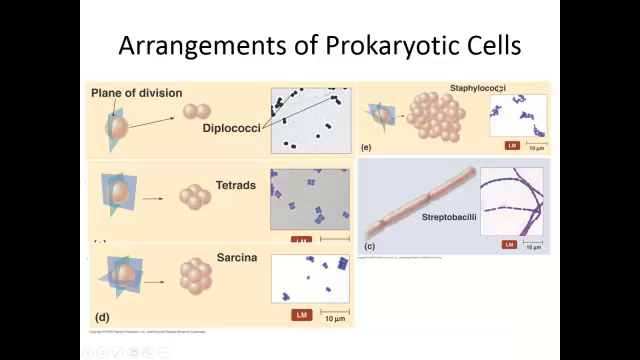Now, cocci can also form strepto or chains. That would be if they only divided in one plane and they hung together. So, strep, of strep throat fame, is a streptococci, but streptobacilli are fairly common.